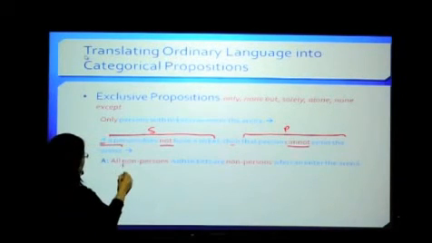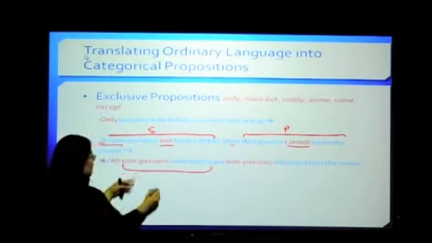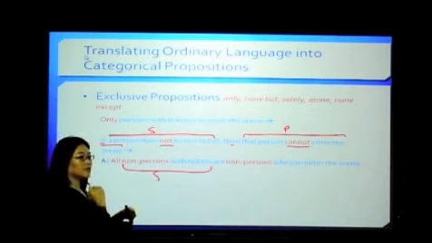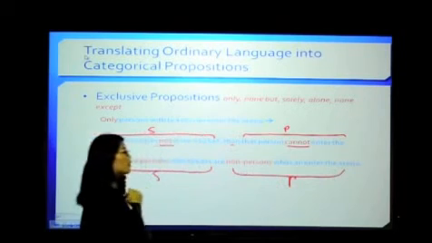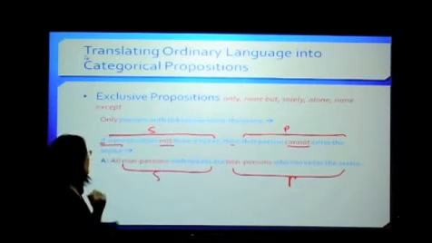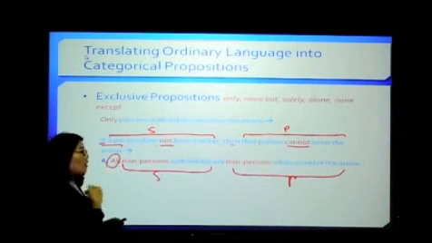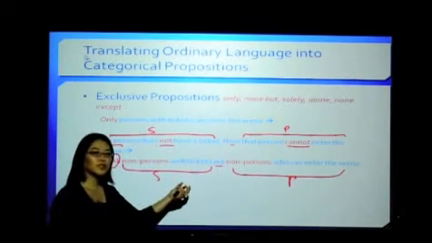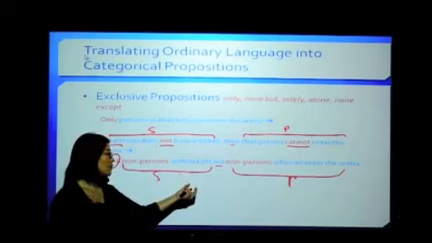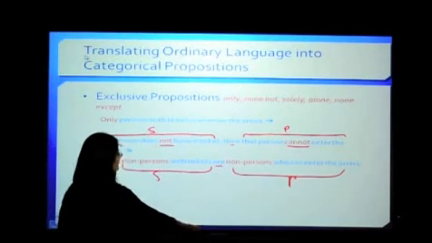And so we have the subject term, non-persons with tickets, and the predicate term, non-persons who can enter the arena. And then we added the quantifier all and changed the verb into a standard form verb, which is the copula are, okay?